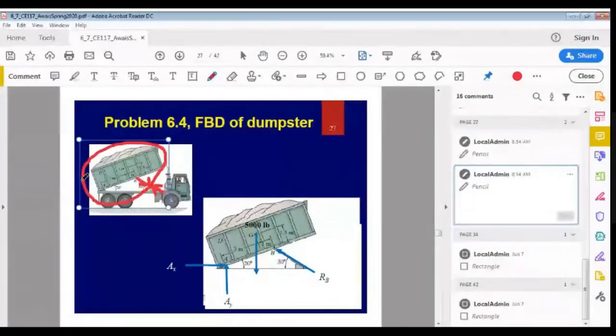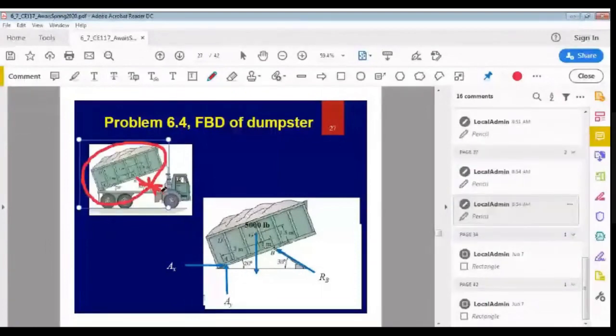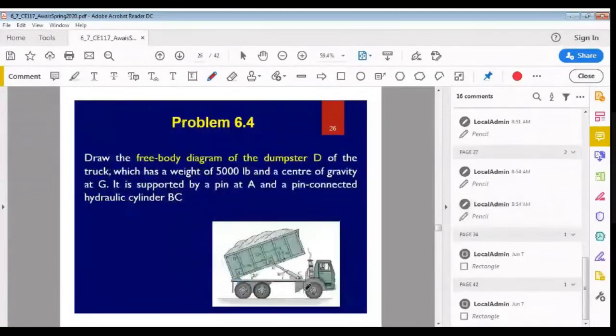And if I am drawing the free body diagram of this truck, then I have to show the reaction provided by the supports. As you can see here, the pin ended support at point C is attached to the truck, whereas this hydraulic cylinder is attached firmly to this dumpster. So you don't have to show two reaction forces over here. Was this your question?